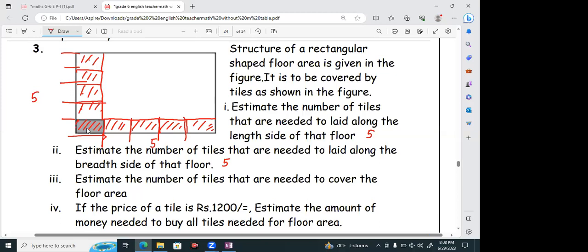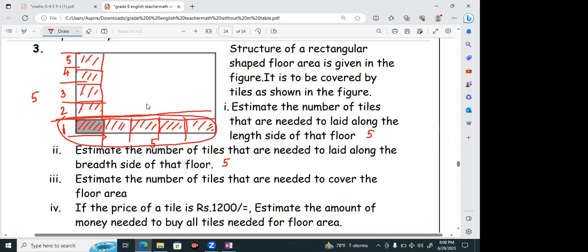So look here. If we look at how many rows there are, rows means the number of length side. The length side is 1, 2, 3, 4, 5. That means how many groups like this do we need to lay? 5 groups. Then in one group, or one unit, there are 5 tiles.